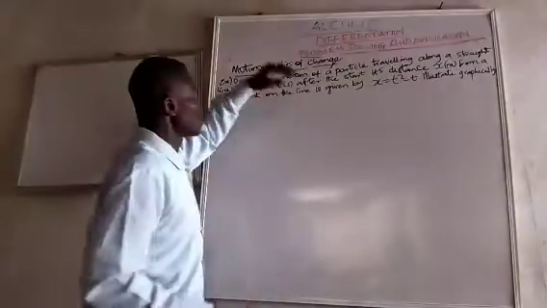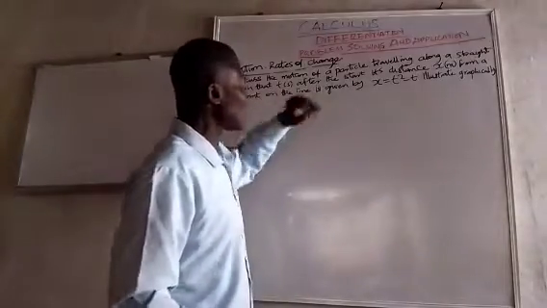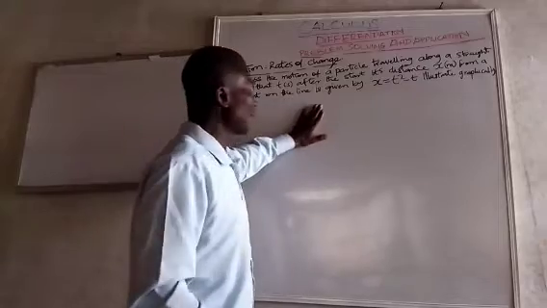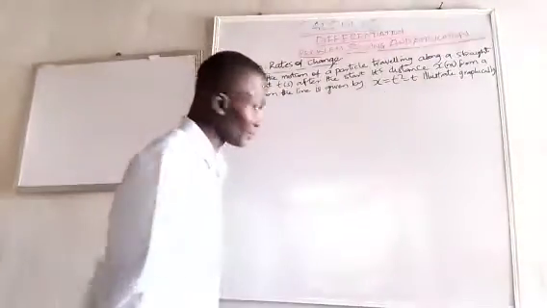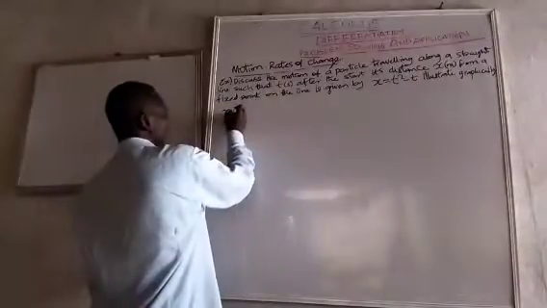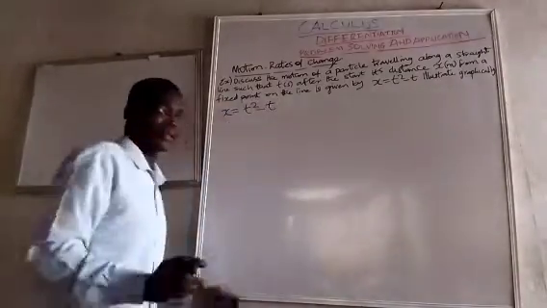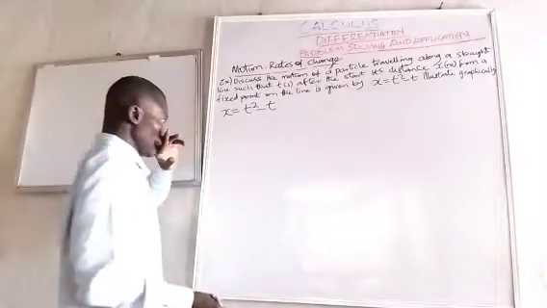Now you can see what you are doing now. It says, discuss the motion of a particle traveling along a straight line such that t seconds after the start, its distance x meters from a fixed point on the line is given by x equals t squared minus t. Illustrate graphically. How do we go about this? We have this x equals t squared minus t. That is the distance from the reference point, the distance from the datum.